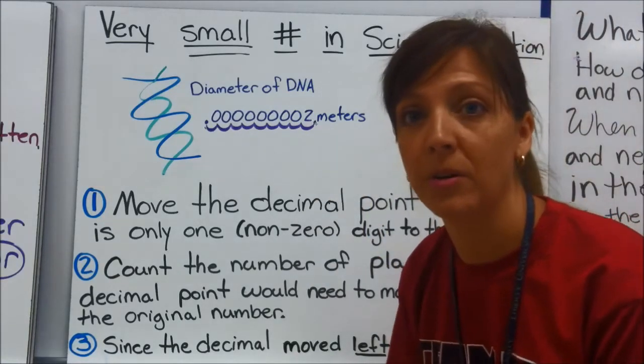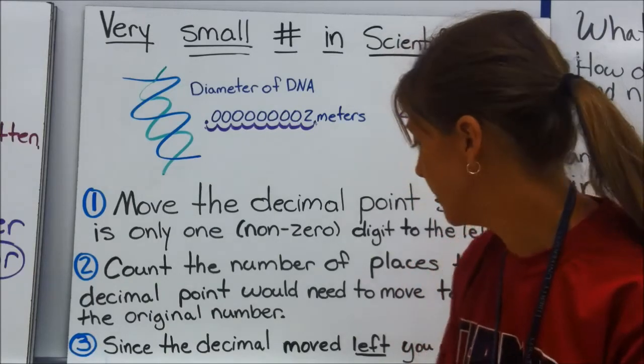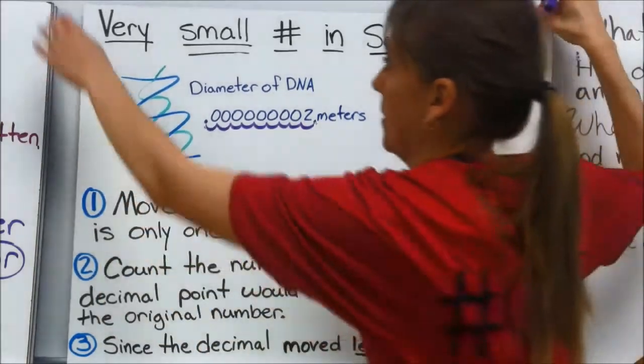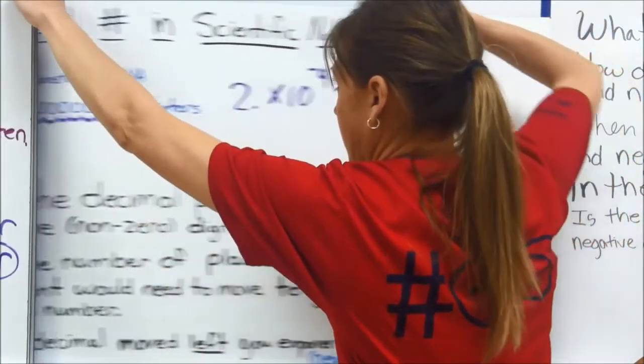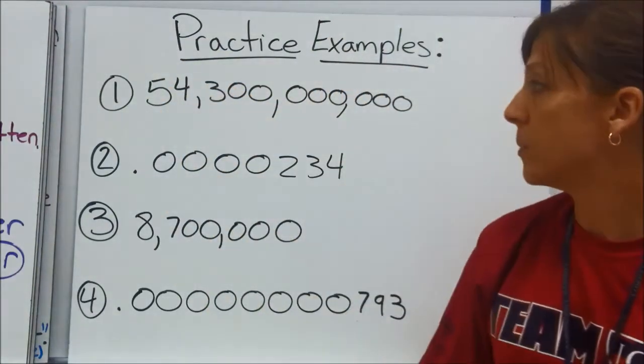When you have a whole number, you're going to have a positive exponent. All right, so let's practice this. Practice examples.